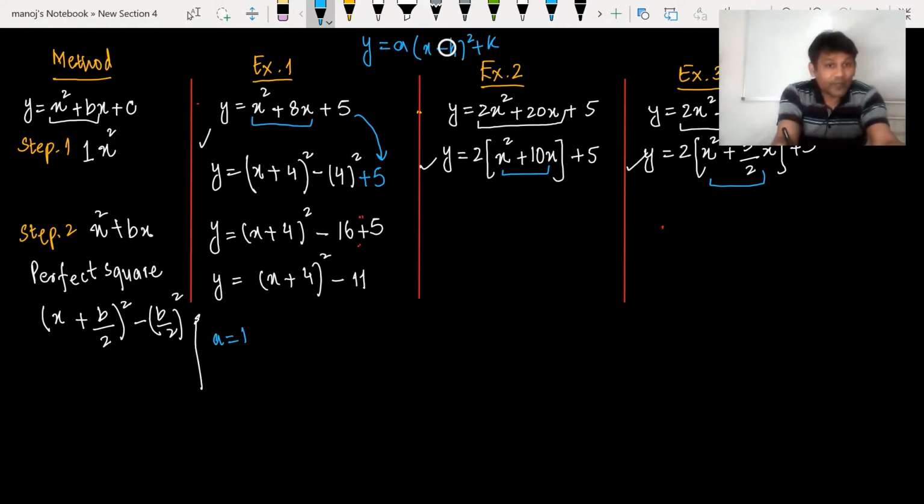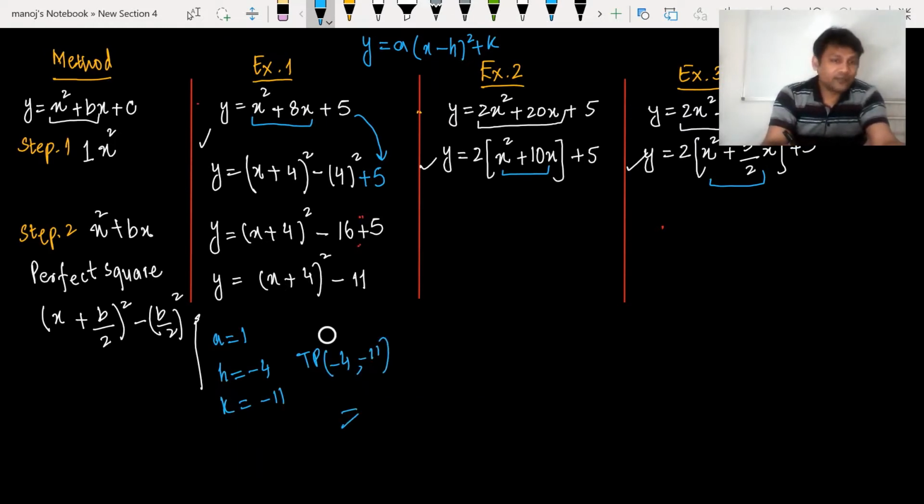h is, okay, minus is already there, so whatever the value is here, I have to change the sign. So h is minus 4 and k is exactly minus 11. So the turning point is (minus 4, minus 11). This is very important. For sketching a quadratic function, you should know how to get the turning point.